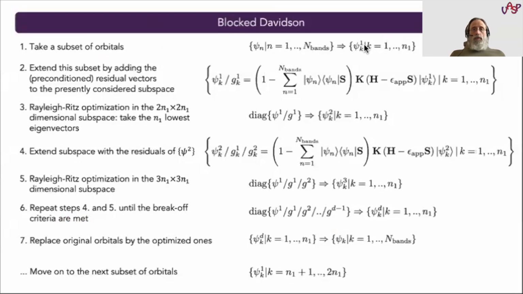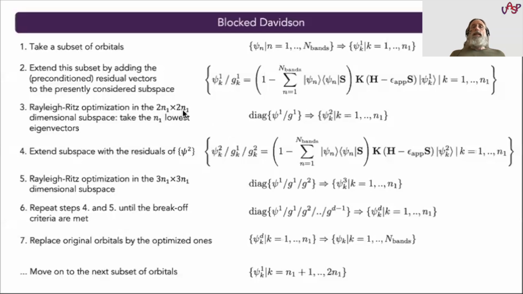It takes a block, a set of all our orbitals that we are trying to determine. So this is the complete set. It takes a subset of this, and then it extends this set by adding the preconditioned residual vectors. So here you see these are the vectors of the set, and this is the residual of those. This is preconditioning. Now let's forget quickly about this. But this preconditioned residual of psi 1 is added to the subset.